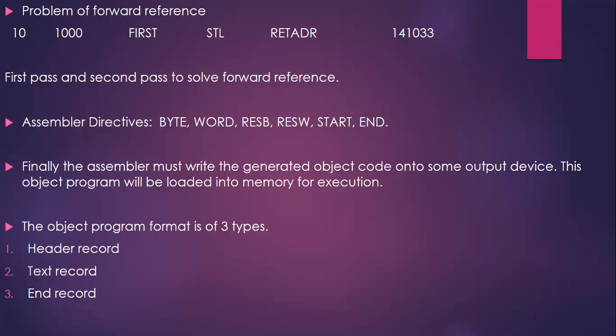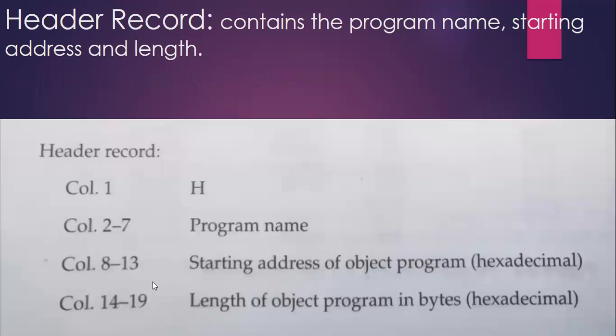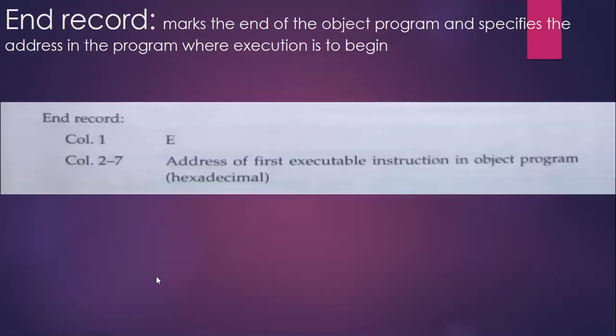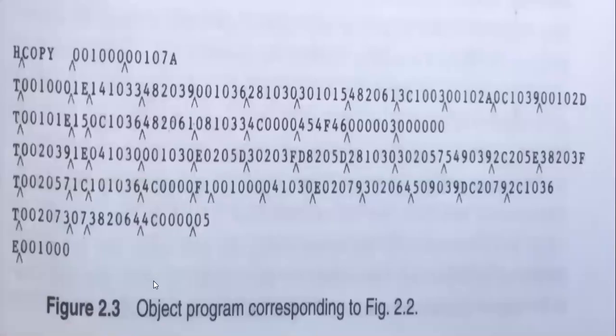So the object program format is of 3 types in total. One we call the header record, second the text record, and third the end record. So we'll see what those are. Before I explain the text record, header record, and end record, I want to show you what this object program is.